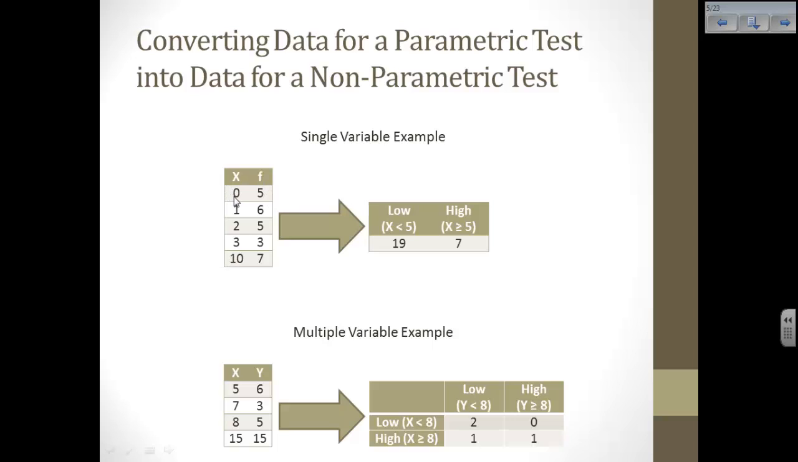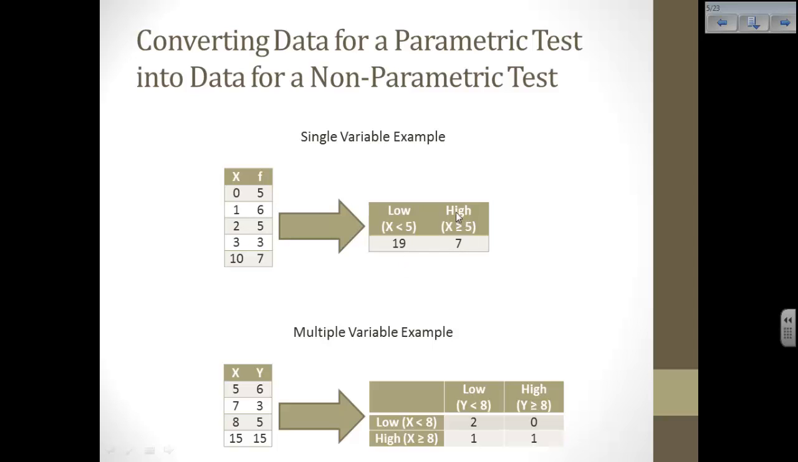So here are all of our values of X. 5 people had a value of 0, 6 people had a value of 1, all the way down, 7 people had a value of 10. Well, you can use the values of X to place people into categories. So let's say that low represents anybody who had X less than 5. Usually there's some reason that we differentiate low versus high, but just for keeping it simple, low is X less than 5. So how many people had an X less than 5? Well, all these are X less than 5. 3 plus 5 plus 6 plus 5 gives you 19.